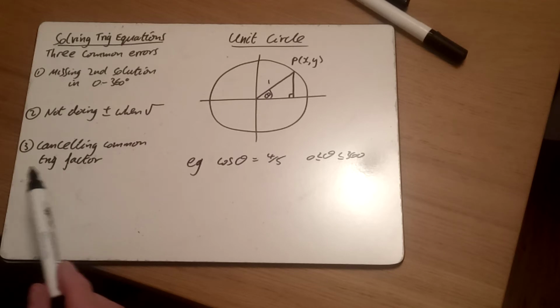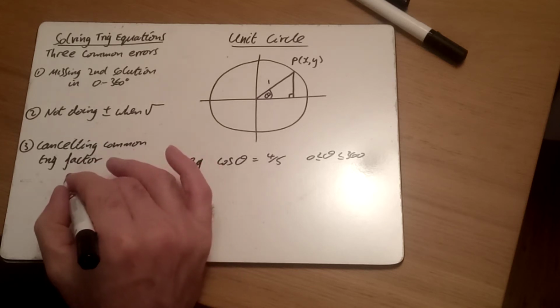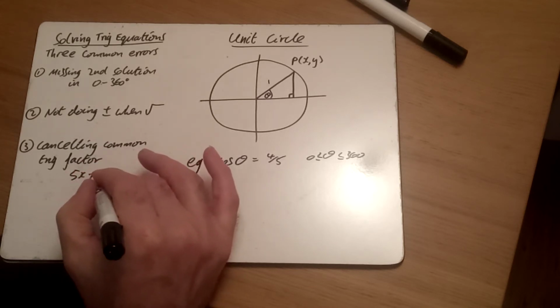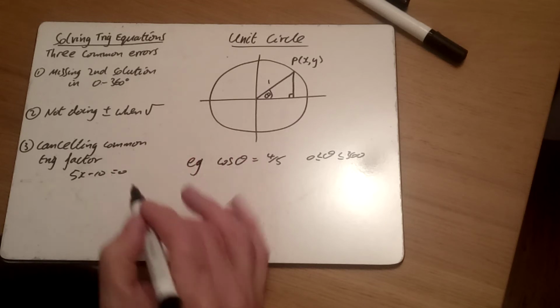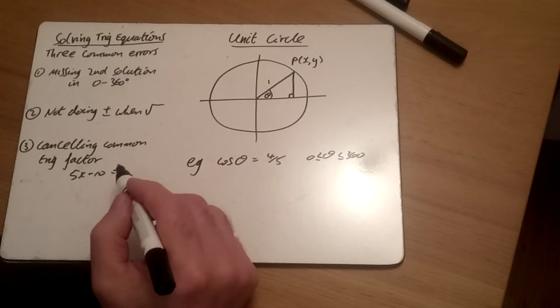And the third one, I'll talk about it not in trig form, but in another form, is when you cancel a common trig factor, you lose a set of solutions. And what I mean is this: if I'm solving 5x minus 10 is 0, well, I can solve it, I can move the 10 across and divide by 5 to get x equals 2.